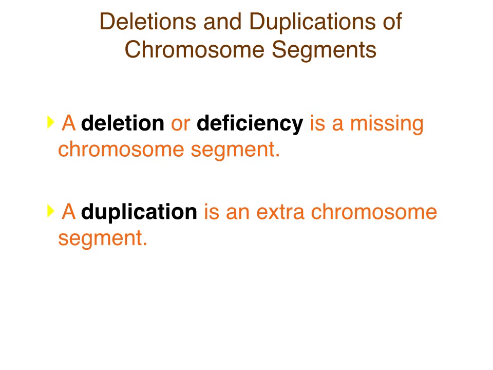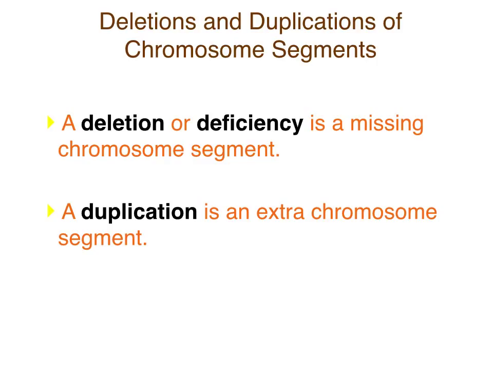Okay, so deletions and duplications of chromosomal segments. Now we're going down to the smaller scale. We started at polyploidy, whole sets, then looked at aneuploidy, and now we're going to look at just parts of a chromosome. You can have either a deletion or a deficiency of part of a chromosome segment, or you can have a duplication of part of a chromosome segment.